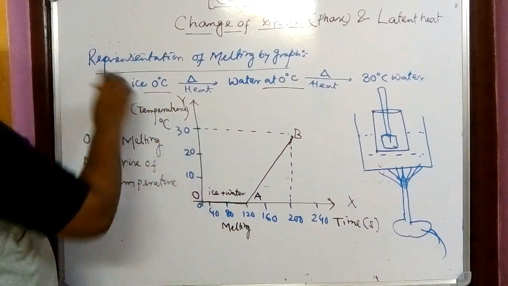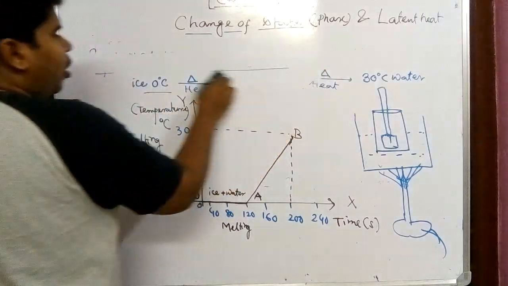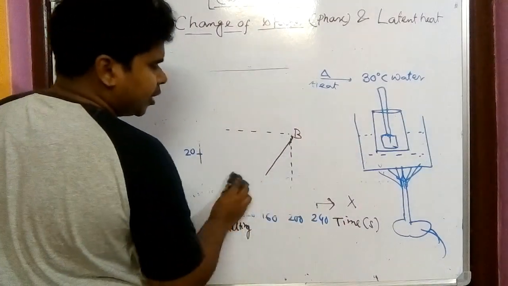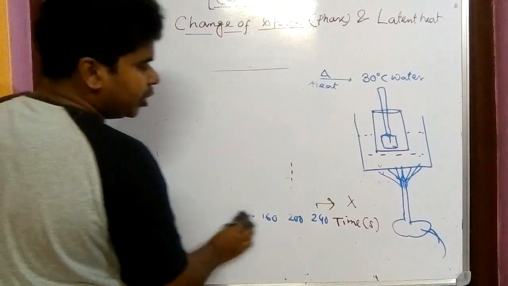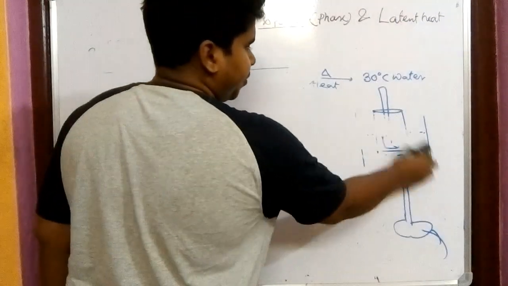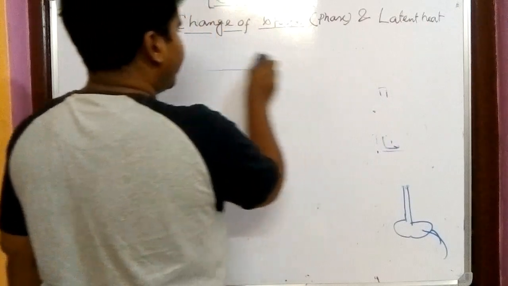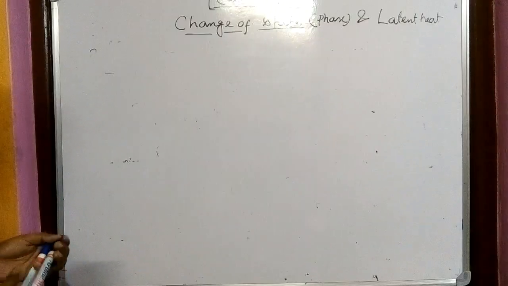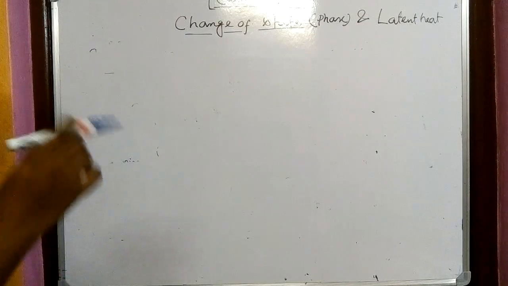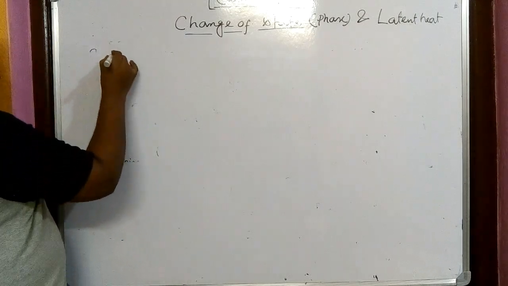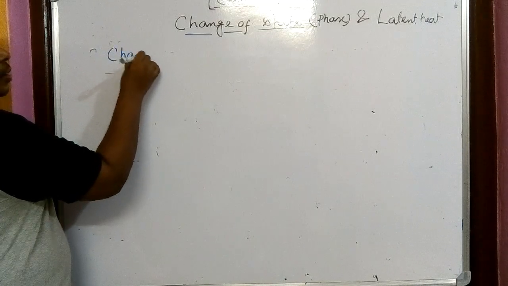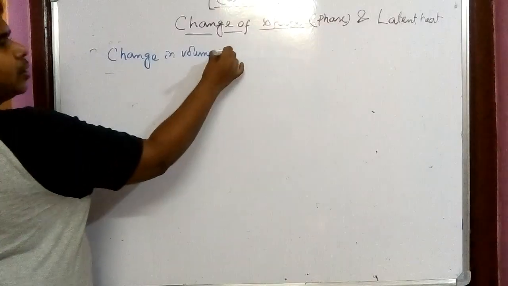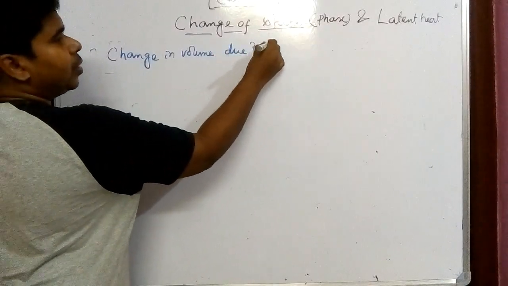Now the next thing we will see is what will happen if a substance melts, how its volume is changed. That thing you have also read in class 8. If you follow your book properly, this thing is there in your class 8 book: change in volume due to melting.